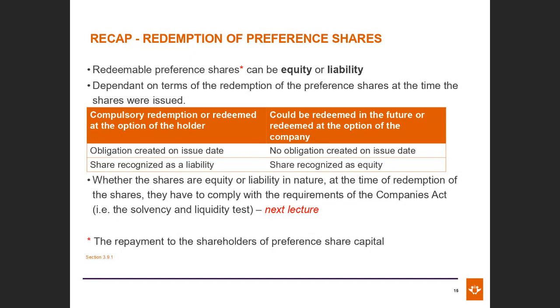However, when we have a situation where the redeemable preference shares can be redeemed in the future or redeemed at the option of the company, no obligation is created on this date, okay? It is not certain that these preference shares will be redeemed. So in this situation, the preference share should be recognized as equity. Okay, so it's important to look at the terms of the redeemable preference shares when they are issued, so we know whether the preference share is equity or if it is liability, okay?